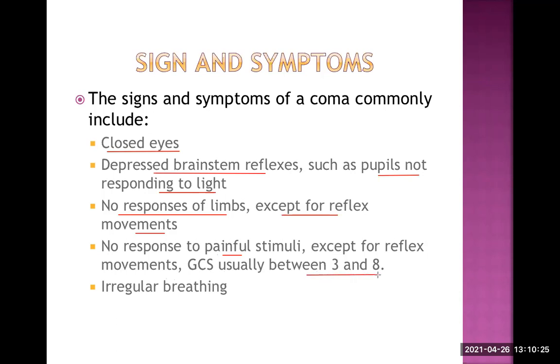So you already know this point. Glasgow coma scale score less than 8 is called coma. And the lowest Glasgow coma score is 3. So between 3 and 8, usually these patients are comatose. And there is irregular breathing. The heart is functioning normally. Breathing is there, but it is a bit irregular. And apart from that, the brain functions are severely depressed. This is the state of coma.